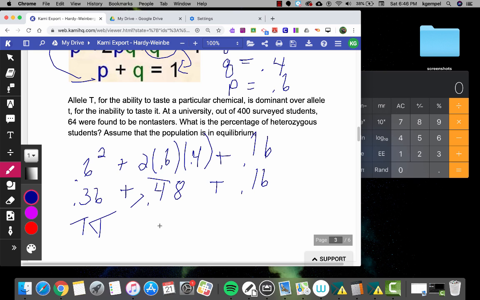So if you're a taster, you have a 36% chance that you are homozygous dominant for your tasting. 48% of individuals are heterozygous, and then finally we have only 16% of individuals that are homozygous recessive, or non-tasters. Okay, so that's how you solve that problem.